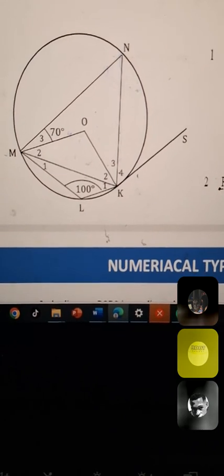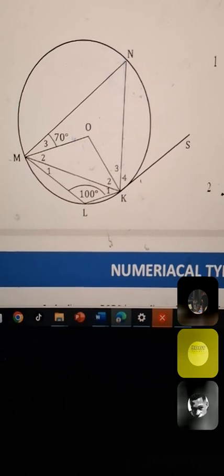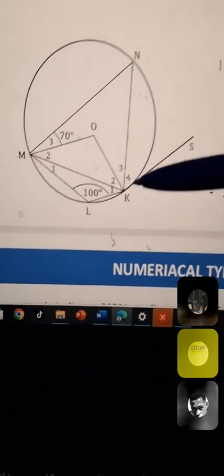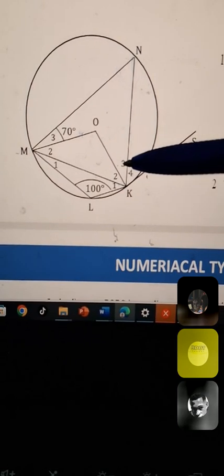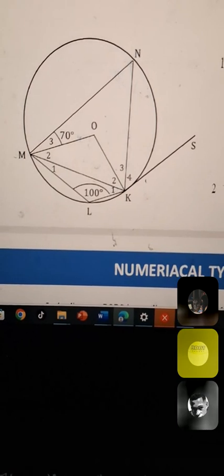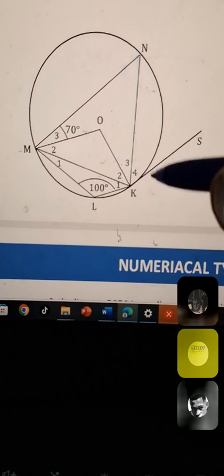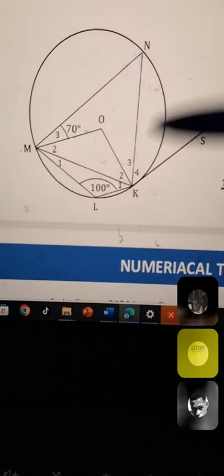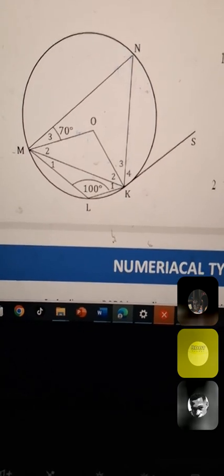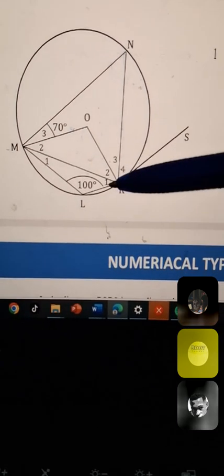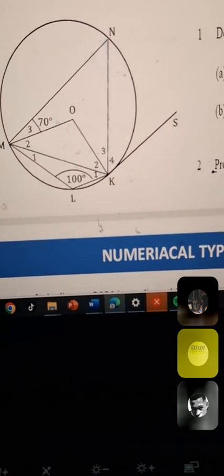So then, since K4 is 80 degrees, K3 will be 10 degrees. This guy is killing it. Okay, so since this is 80 degrees, you are saying K3 will be 10 degrees. Reason: tangent perpendicular to radius. That's power. And K1 will be 80. K1 will be 80. Reason: tangent perpendicular to radius again. This man is just chowing everything.